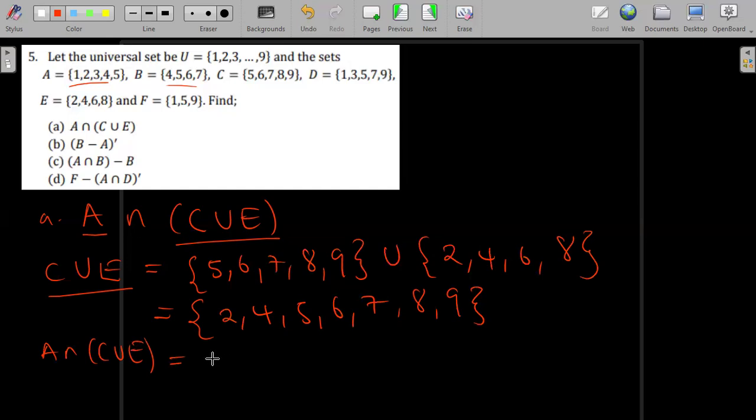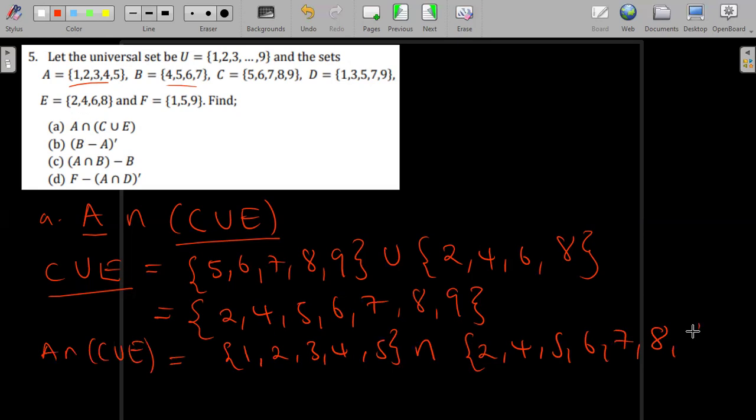So I have to say, my A intersect C union E is going to be, so what is my A? My A from the question is 1, 2, 3, 4, and 5. Then it's intersecting with this, which I found there, which is 2, 4, 5, 6, 7, 8, and 9. So I check now which elements are common in both sets. Since it is intersection, it has to be common in both sets.